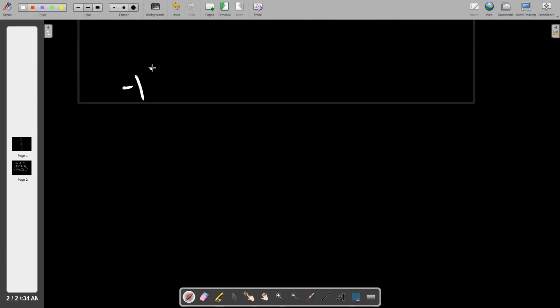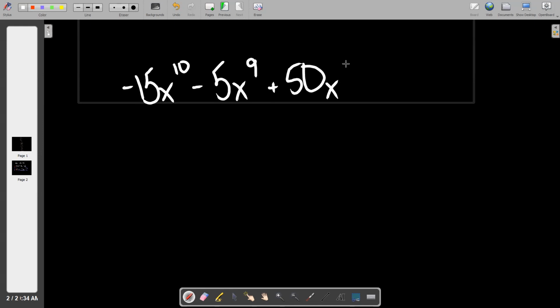Let's go negative 15 x to the 10th minus 5 x to the 9th plus 50 x to the 8th. GCF. I can pull a negative. I can certainly pull a 5. And I can certainly pull a buttload of x's. So there it is. And then we rebuild, exposing the math problem, which is what?